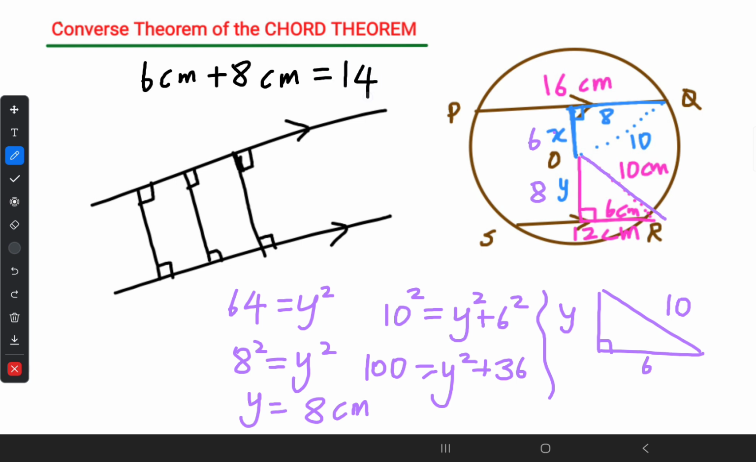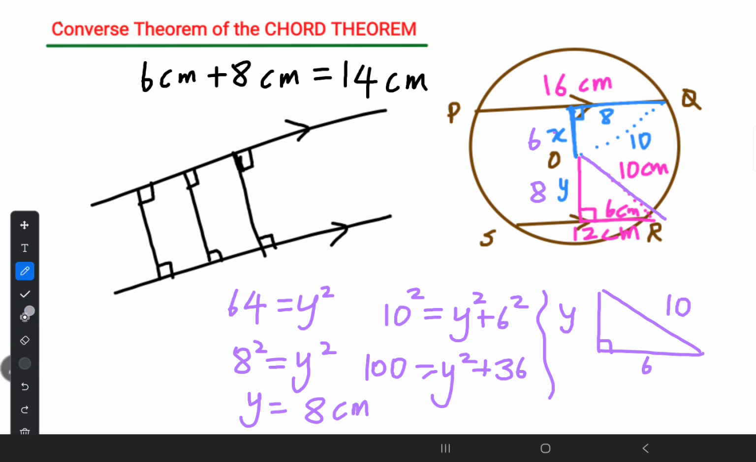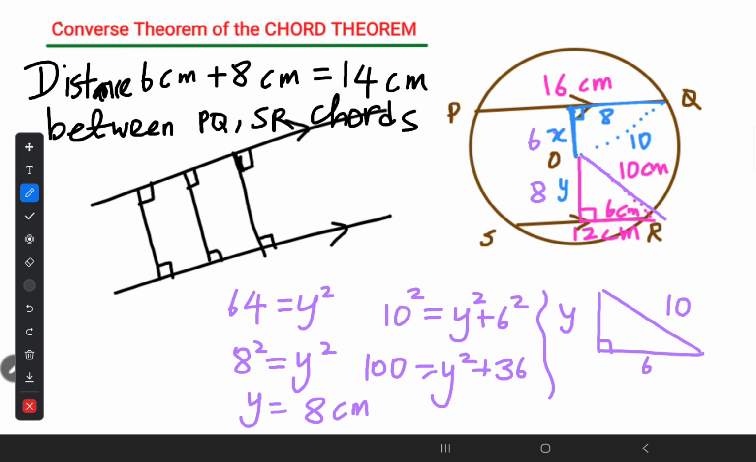While writing these answers, definitely you should include the proper wording. The distance between these two parallel chords. Yeah. Distance between chords PQ and SR is 6 centimeters plus 8 centimeters, both together 14 centimeters.